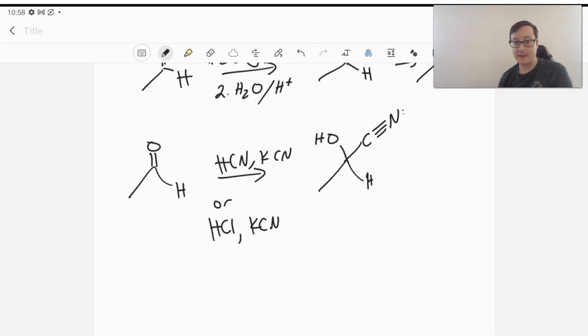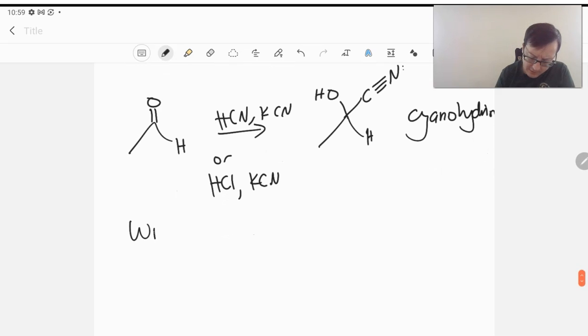So, very synthetically useful. This is called a cyanohydrin. So cyano, of course, the CN, and then hydrin, just like we saw halohydrin formation last semester. So, those are the 2 easy ones. Always being worried, right? We have one more, which is called the Wittig reaction.